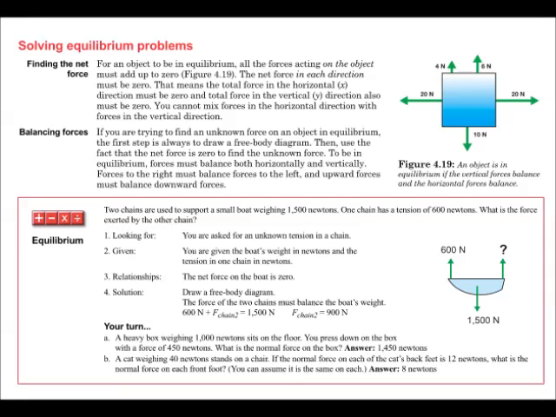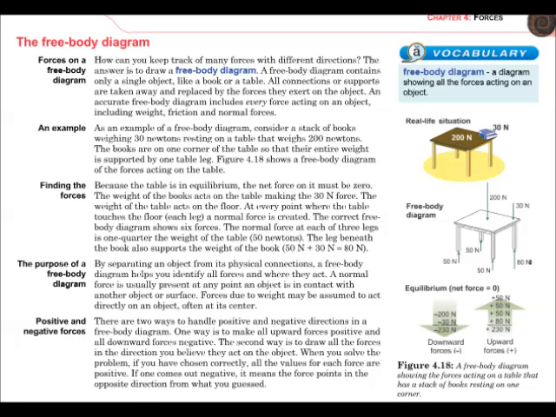If you are trying to find an unknown force on an object in equilibrium, the first step is always to draw a free body diagram. Then use the fact that the net force is 0 to find the unknown force. To be in equilibrium, forces must balance both horizontally and vertically. Forces to the right must balance the forces to the left, and upward forces must balance downward forces.